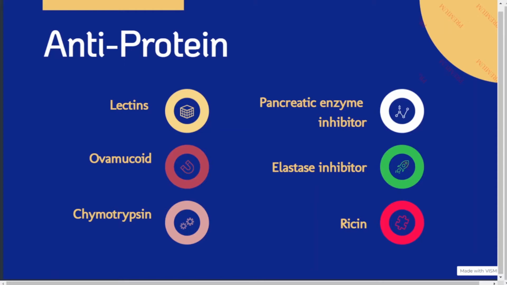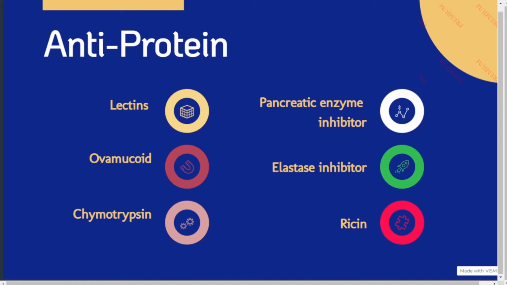Now, what are lectins? Coming to details. Lectins are also called hemagglutinins. They coagulate or agglutinate red blood cells. For your information, lectins are found in legumes: beans, soybean, kidney bean. There are many beans, obviously, and lectins are found in legumes.